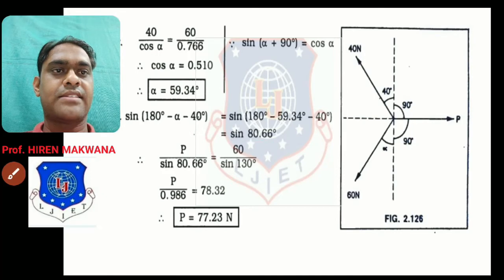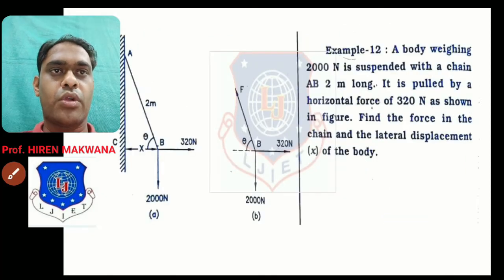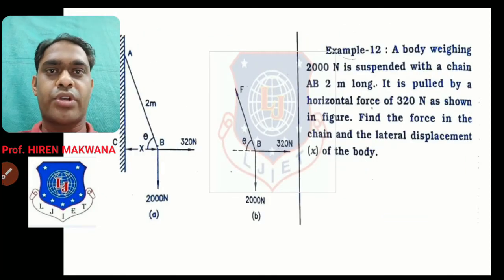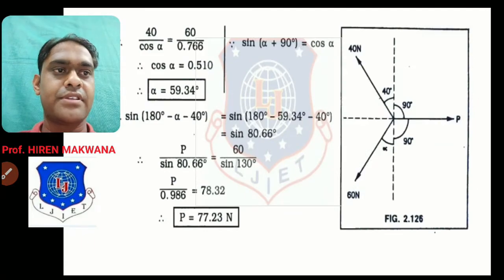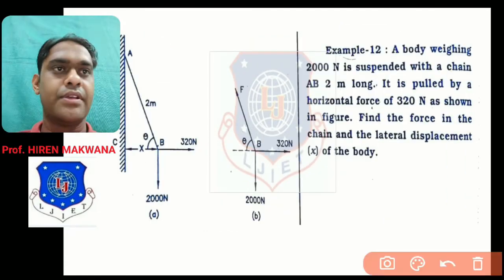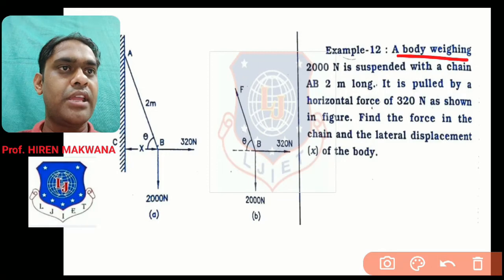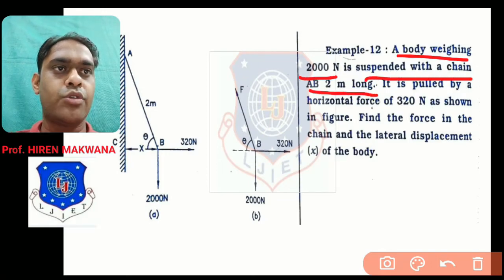Let us check the next example. Okay, now this is a very important example. Read the data first, then we will check what happened. Example 12: a body having weight 2000 Newton is suspended with a chain AB 2 meter long.